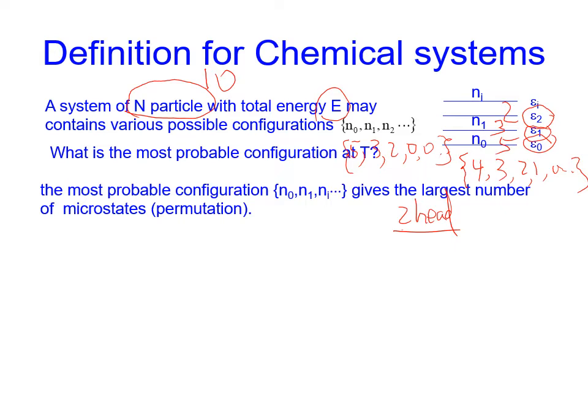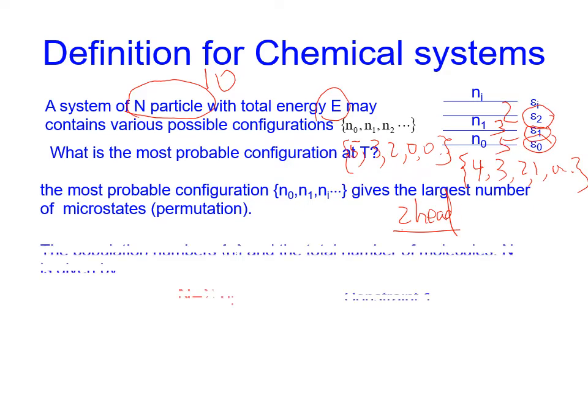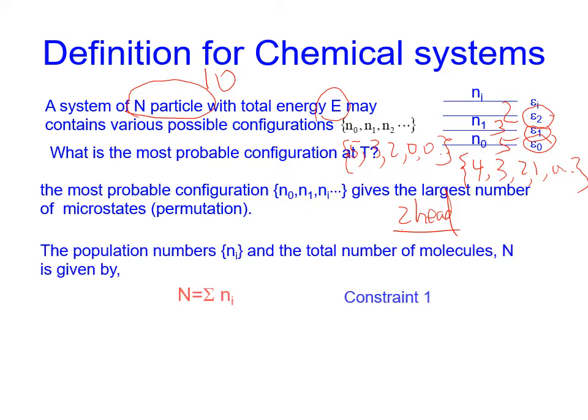Okay, so the configuration where we have a certain number of molecules occupying the lowest energy level, a certain number of molecules in the second energy level, and this configuration gives the largest number of microstates, is the most probable configuration. Before we find this most probable configuration, we need to remember that there are 2 constraints.